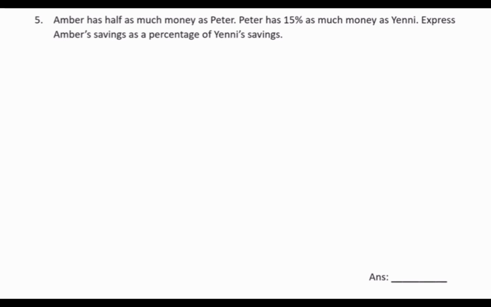So the part that you might have gotten wrong, maybe this one. You can try again as I explained. Based on what I said, in a sentence with percentage, the one at the back is always 100%. Figure out what's your 100% first. Amber has half as much as Peter. Peter has 15% as much as Yenny. So we are supposed to express Amber's savings as a percentage of Yenny's savings.